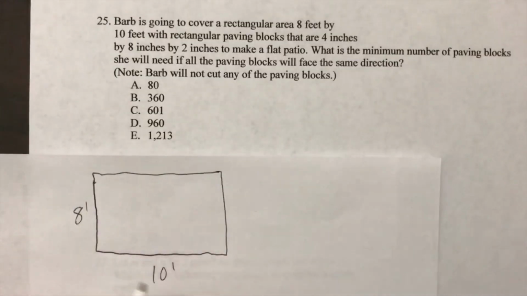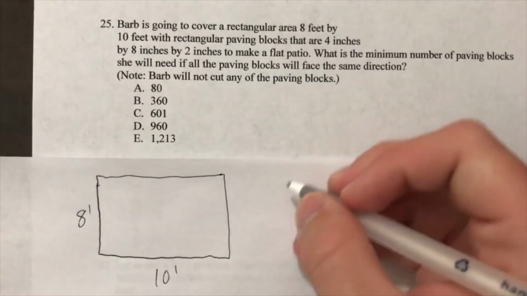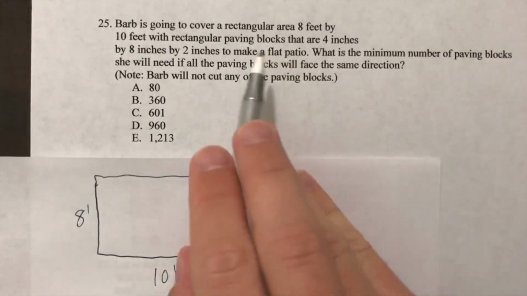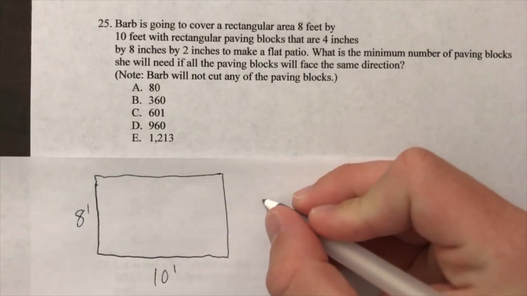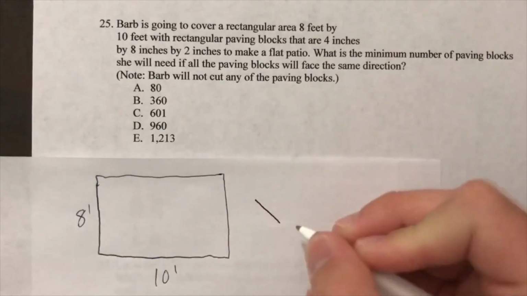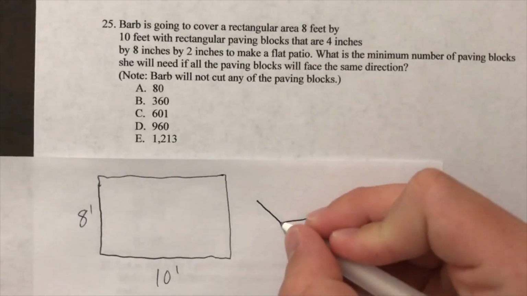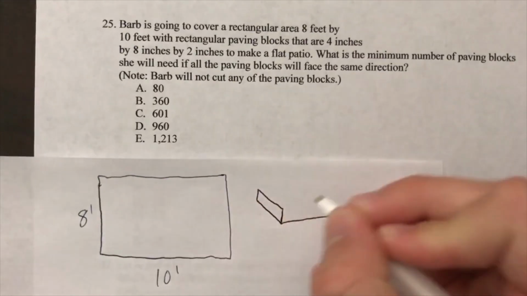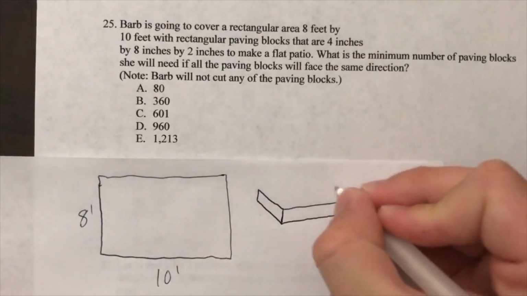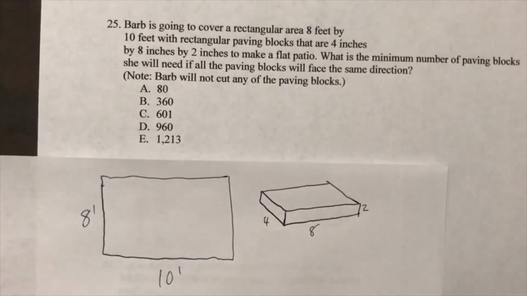That little apostrophe means feet. Two apostrophes is inches. And the paving blocks she's using are 4 inches by 8 inches by 2 inches. So that means, let's draw that three-dimensional. That's 4, we'll say that's 4. A little longer, that's 8. And then 2 inches is only going to be so high. It's going to be like that. Okay, 4, 8, and 2.